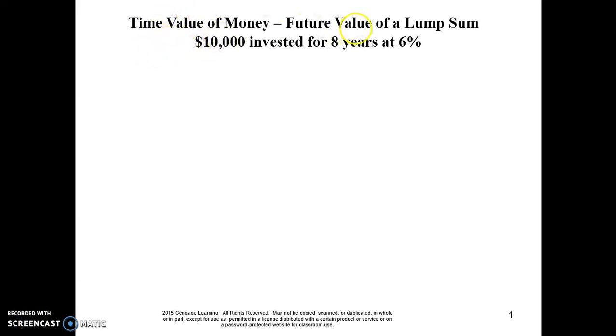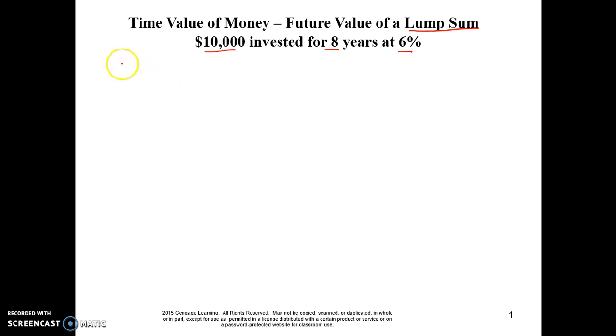Okay, in the other lecture, we did an annuity. An annuity is a series of payments. I should have explained that in that lecture. In this lecture, we've got $10,000 invested for 8 years at 6%. This is a lump sum. This is a single payment.